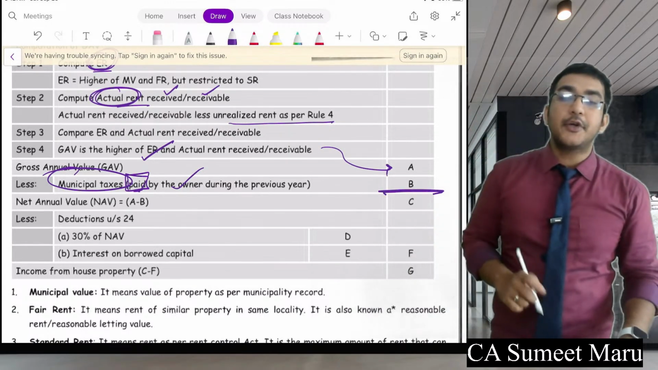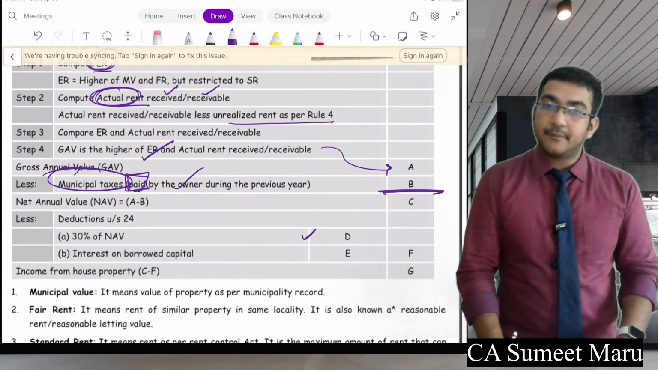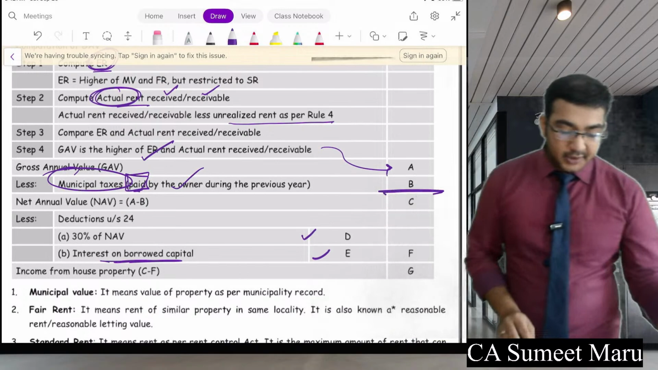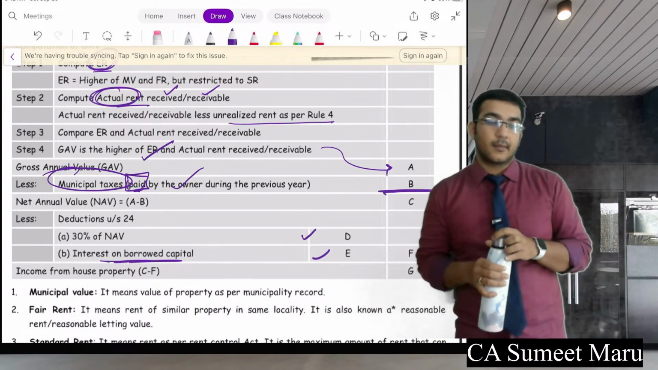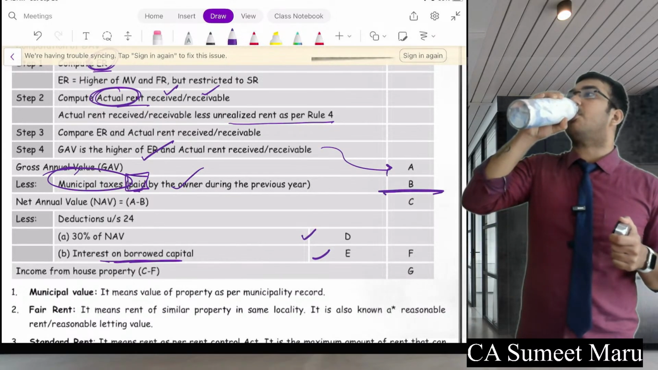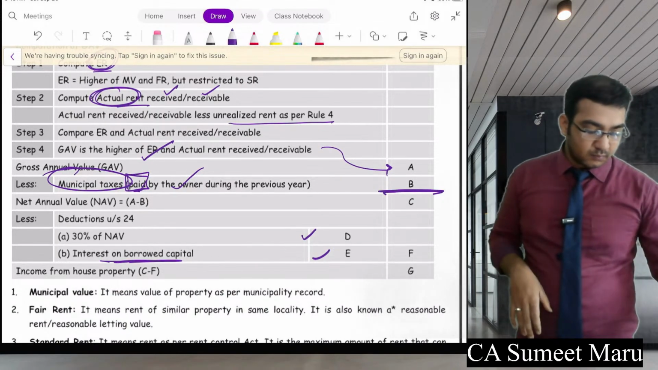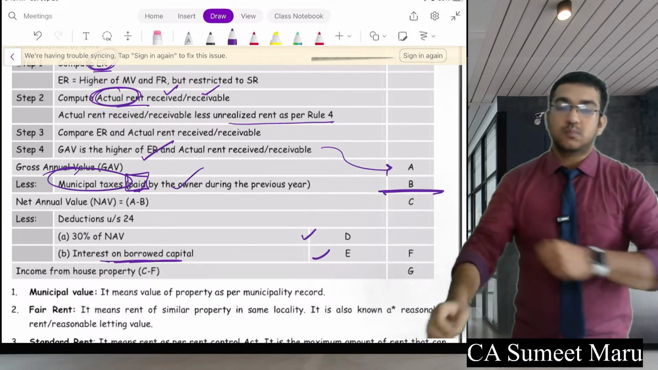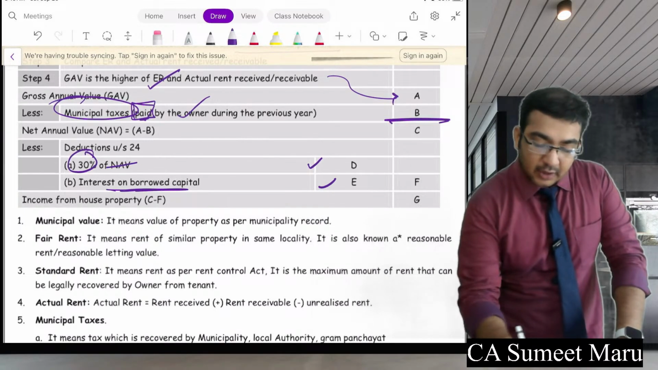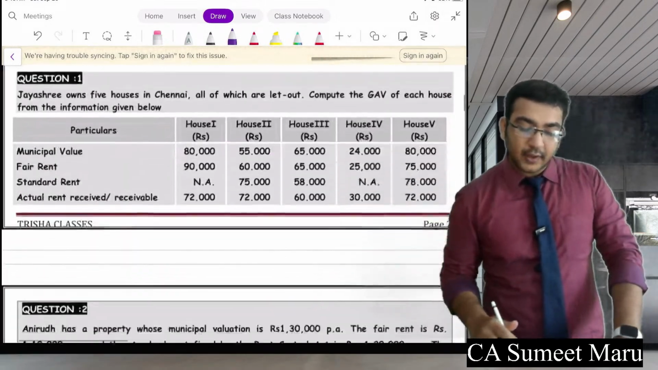From this net annual value you will subtract two things. First is 30% of NAV and second is interest on borrowed capital. This will give you your income from house property. Everyone clear? Now please remember, you will always take the 30% of NAV, and interest on borrowed capital. There are some rules for interest on borrowed capital.